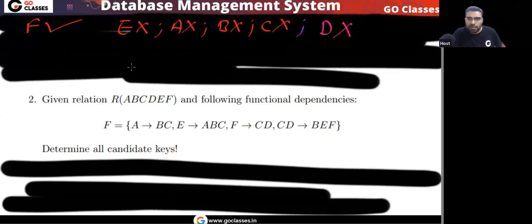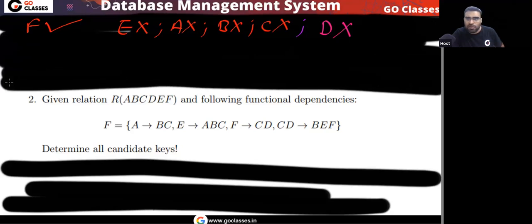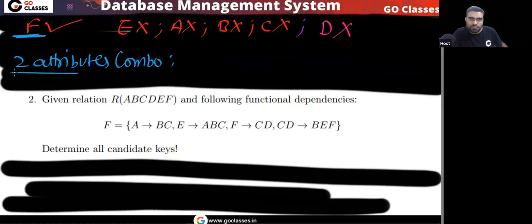Now I will take two attributes. I will consider two attribute combinations. Tell me, can I consider F? No, there is no need to consider F. Remember, F is already a candidate key, so using F, you cannot create a bigger candidate key.